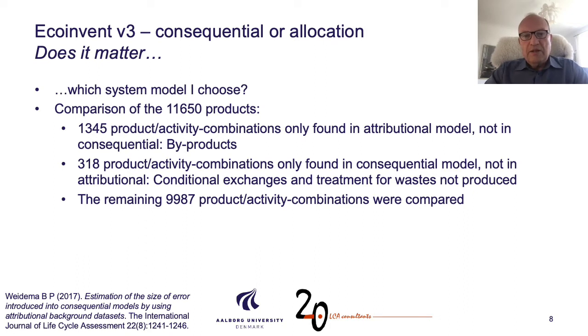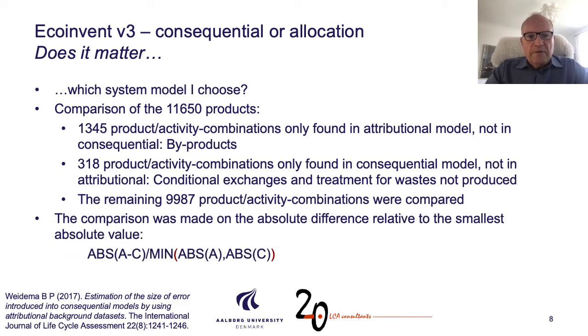So because of the incompleteness of the Ecoinvent database, you will sometimes find a treatment activity for a waste that no activity is actually producing. So the remaining 9,987 product activity combinations, which were available in both the consequential and in the attributional version, were compared. The attributional version that I used was the one called allocation at the point of substitution, which was the only one available at that time.